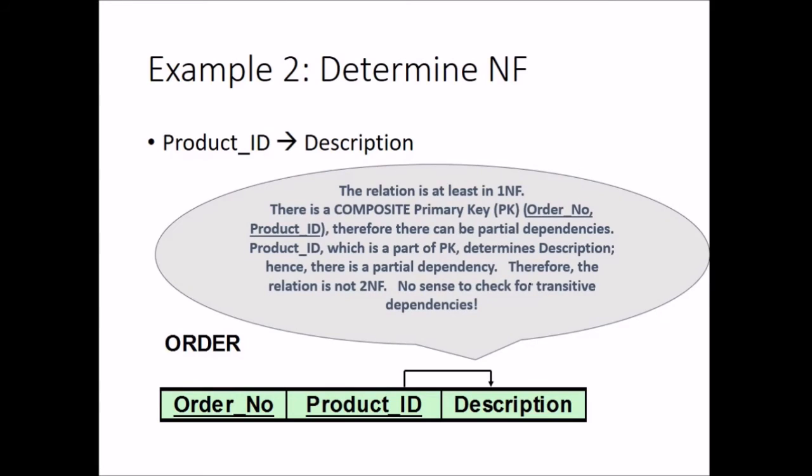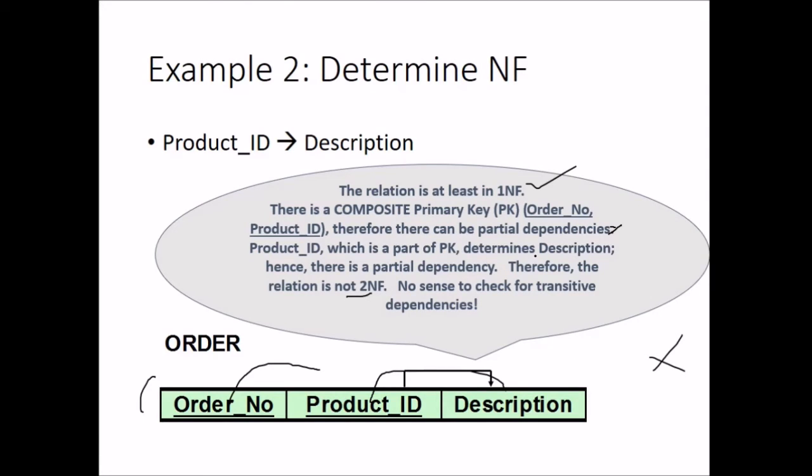Now the relationship is in 1NF, we are happy with this. There is a composite primary key, because composite primary key means when there are a number of primary keys, and they are combined, they are said to be a composite primary key. Here the composite primary key is order number and product ID. It exists. Therefore, there can be partial dependencies, and this is what we don't want in 2NF. Product ID, which is a part of this primary key, determines description. Hence, there is a partial dependency. So this relationship cannot be in 2NF. It is not in 2NF.